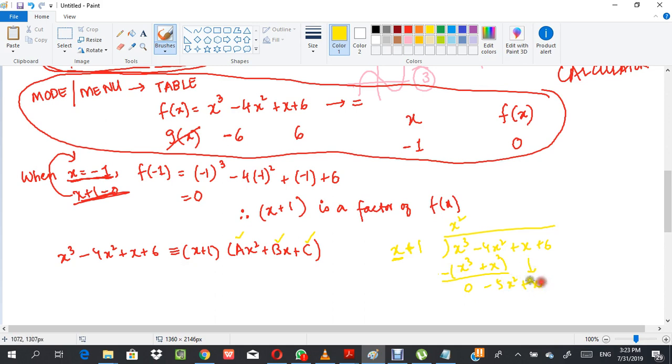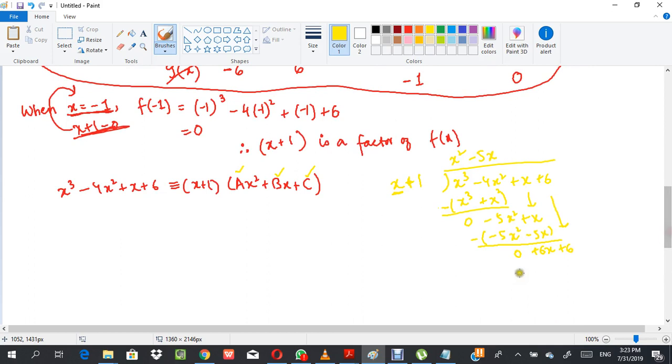Let's bring down this x. Now we have to get rid of this -5x squared. This can be done by multiplying this x by -5x. This gives me -5x squared minus 5x. Right. So this becomes 0 and this becomes plus 6x. Let's get this 6 down.